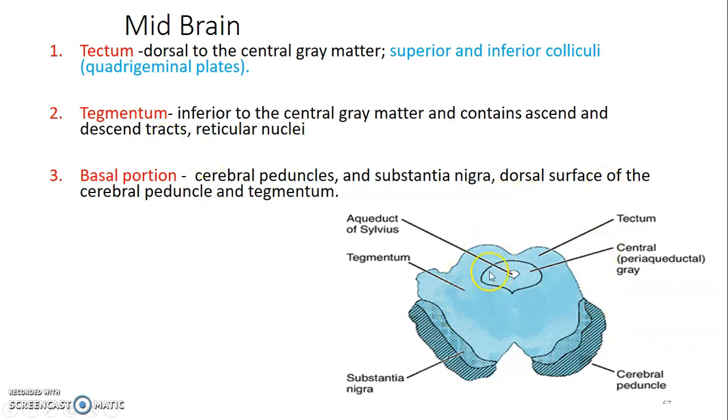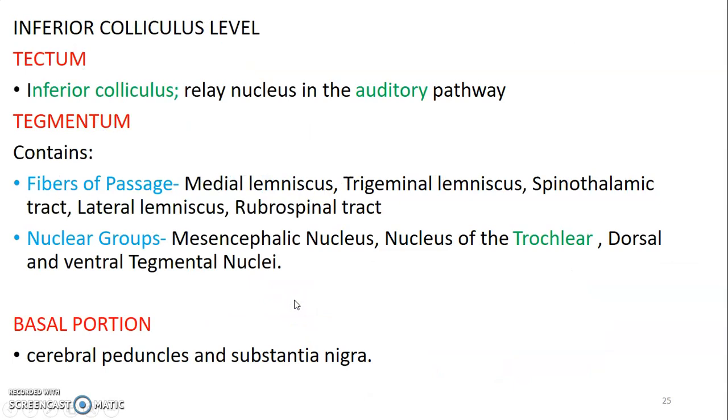You have the medial lemniscus carrying proprioception, discriminatory touch and vibration. You have the trigeminal lemniscus from the head and neck, the spinothalamic tract carrying pain and temperature. You have the lateral lemniscus and the rubrospinal tract. Then you have different nuclei within the tegmentum: mesencephalic nucleus of trigeminal, nucleus of trochlear, dorsal and ventral tegmental nuclei. Then lastly, the basal part of the midbrain, anteriorly, where you have the cerebral peduncles and the substantia nigra. So that's what you see at the cross section at the inferior colliculus level.